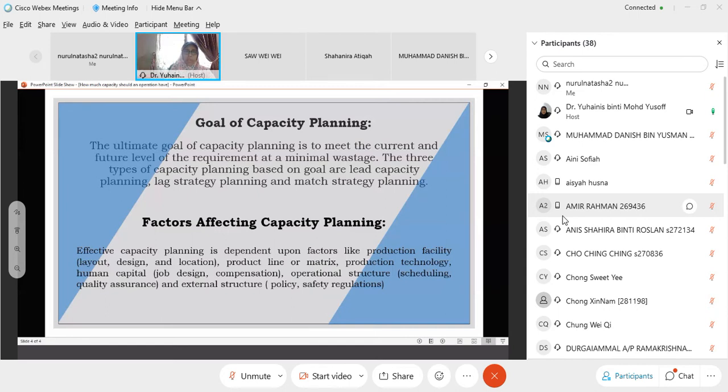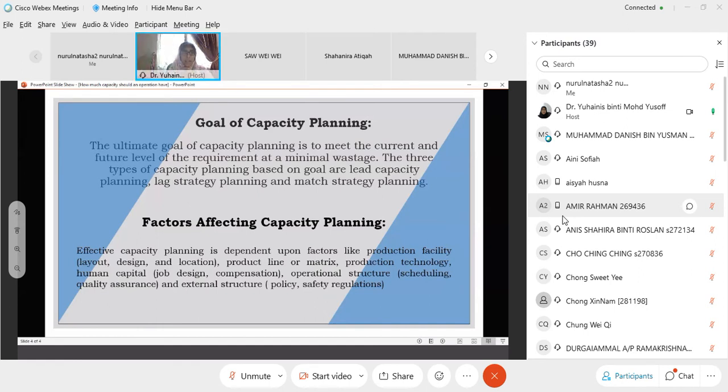Okay, goal of capacity planning. The ultimate goal of capacity planning is to meet the current and future level of the requirement at the minimal wastage. Okay, the three types of capacity planning based on goal are lead capacity planning, lag strategy planning, and match strategy planning. Alright.